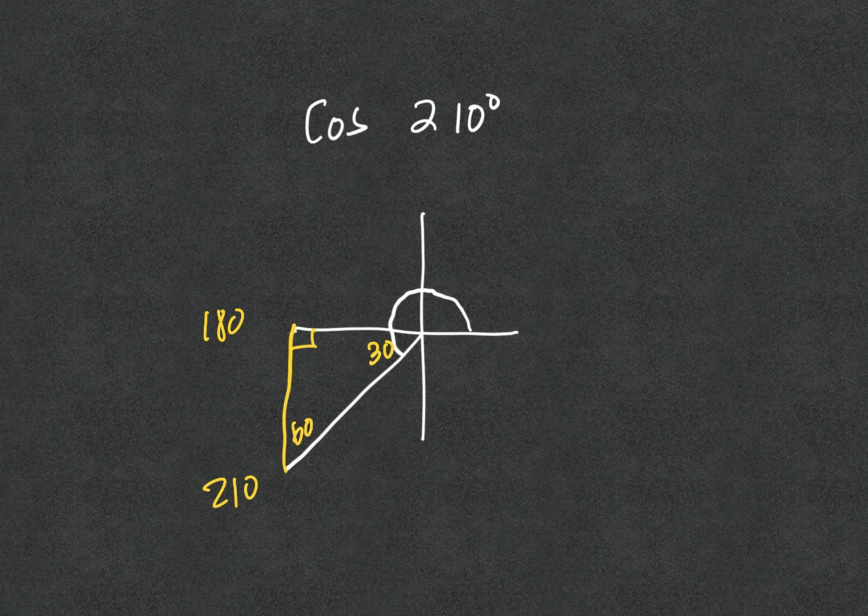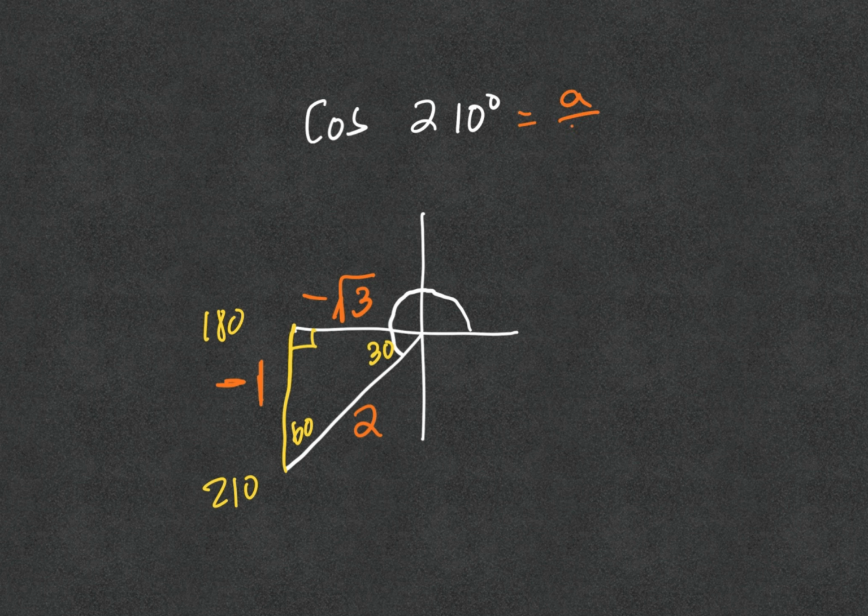Now you go back to the other screen. Opposite the 30, we're always going to label it as 1. And because it's going down, it's going to be negative 1. The side opposite the 60 is always the square root of 3. And because it's going left, it's going to be negative. The hypotenuse is 2.